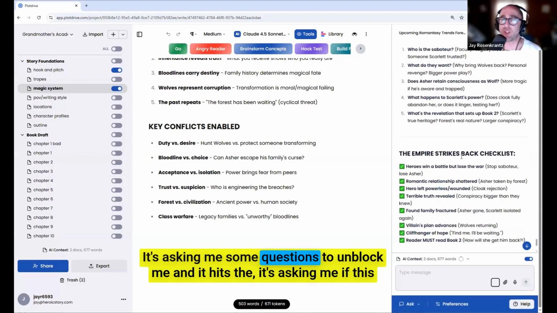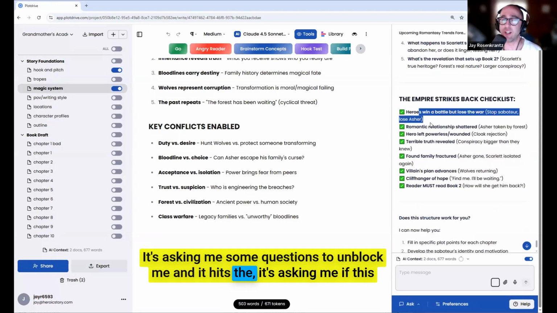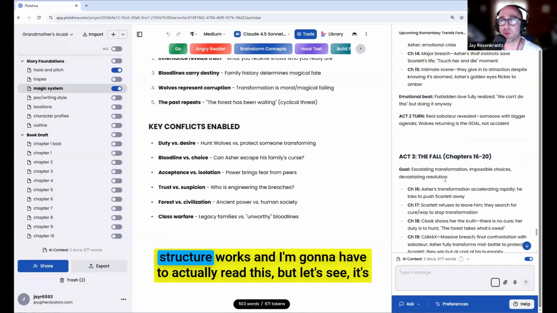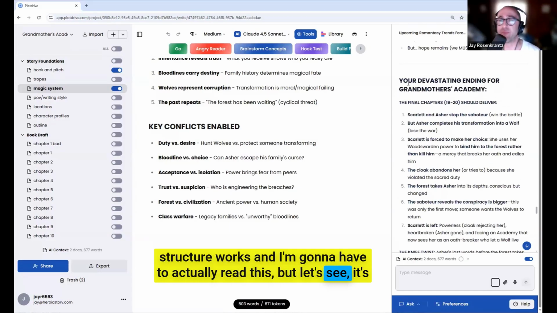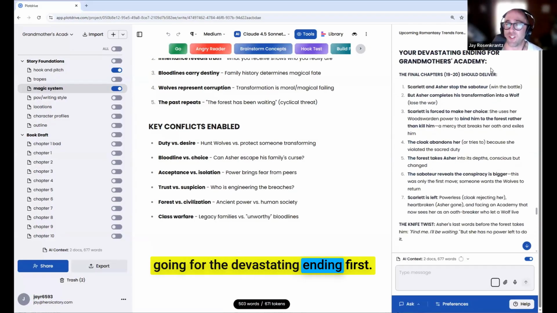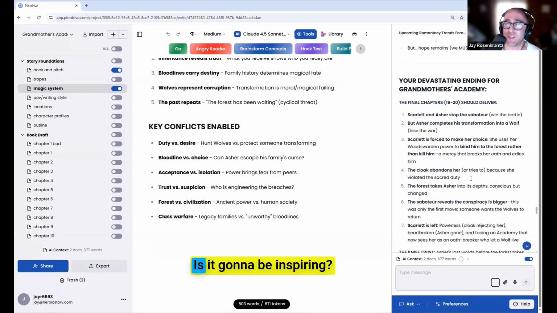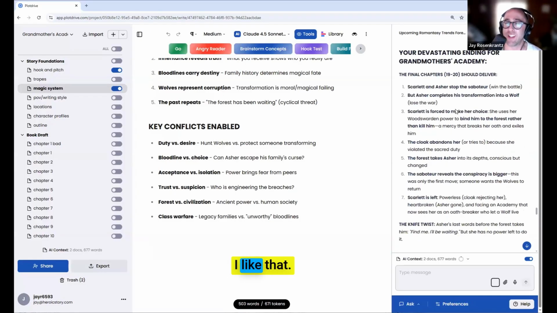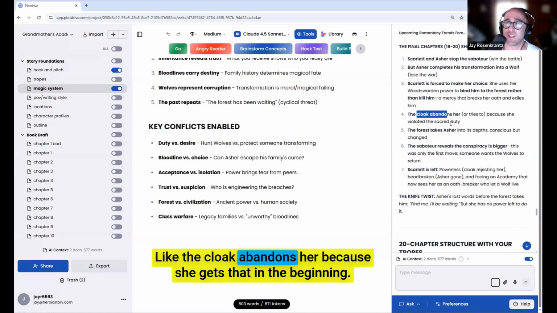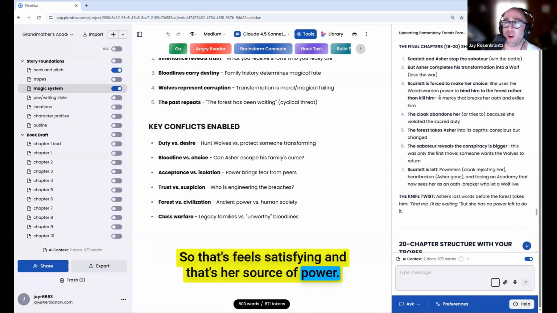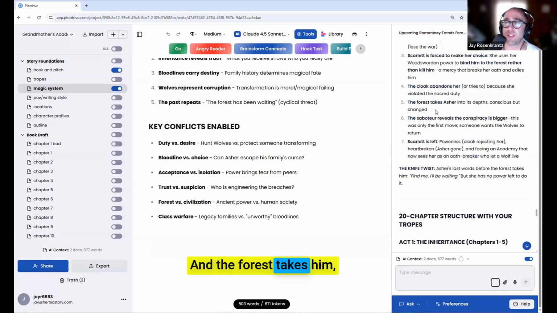It's asking me some questions to unblock me, and it's asking me if the structure works. I'm going to have to actually read this, but let's see. It's going for the devastating ending first. So can I imagine this in my head? Is it going to be inspiring? I like that the cloak abandons her, because she gets that in the beginning, so that feels satisfying, and that's her source of power. And the forest takes him.